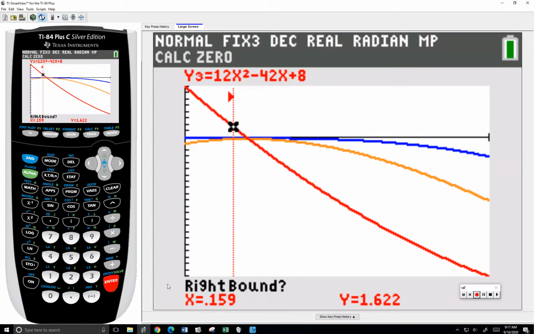It's asking for the right bound. So I move my cursor until I'm on the right side of the 0. Press enter. It says guess. That means put your cursor near the location of the 0.